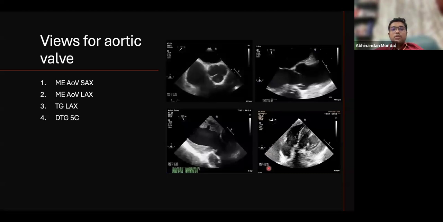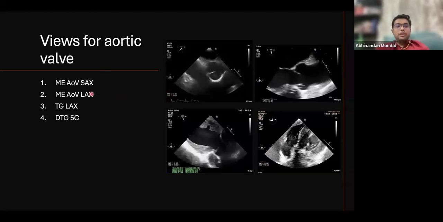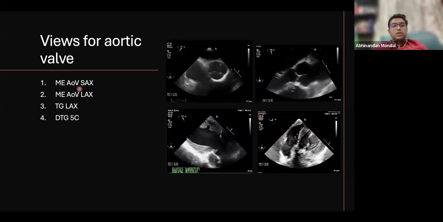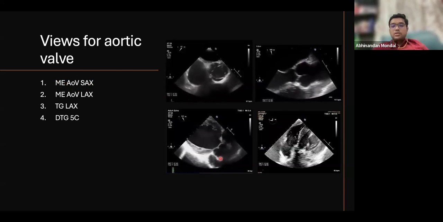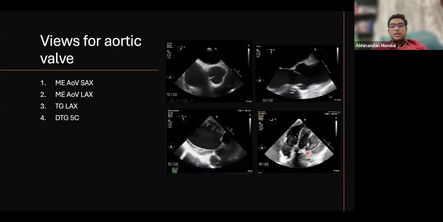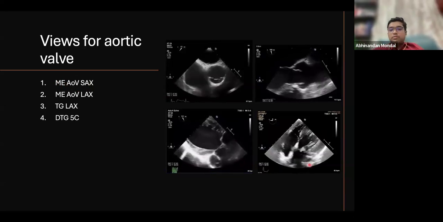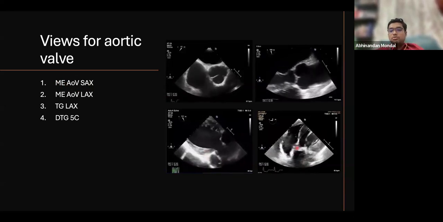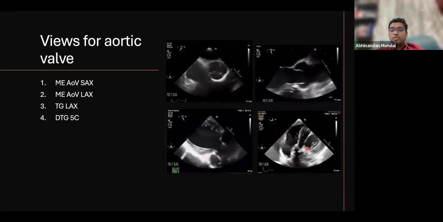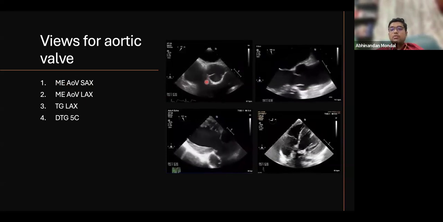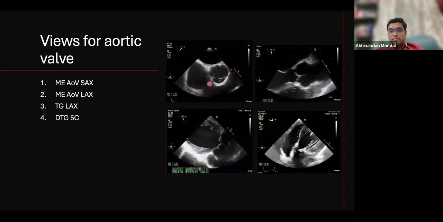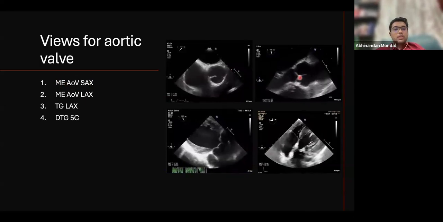So what are the views of the aortic valve? The four basic views of the aortic valve we have already discussed: the mid-esophageal aortic valve short axis view, the mid-esophageal aortic valve long axis view, the transgastric long axis view, and finally the deep transgastric five chamber view. These last two views are for Doppler interrogation of your aortic valve, and the first two are for the morphological and anatomical description of your aortic valve.